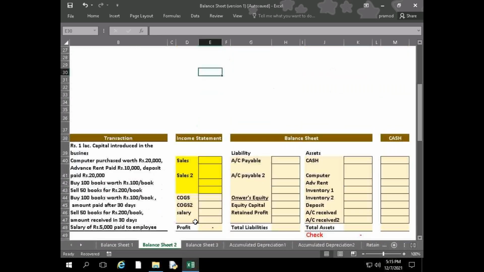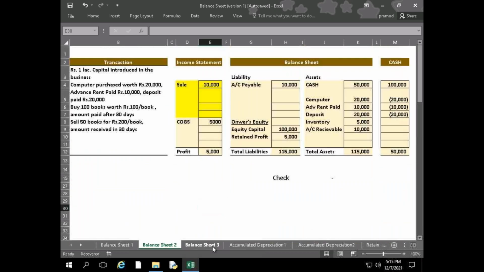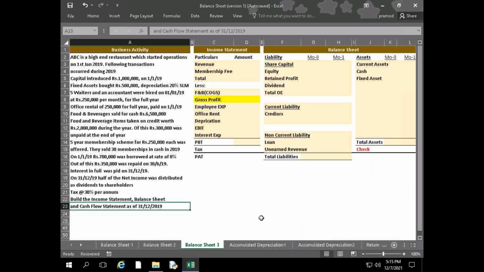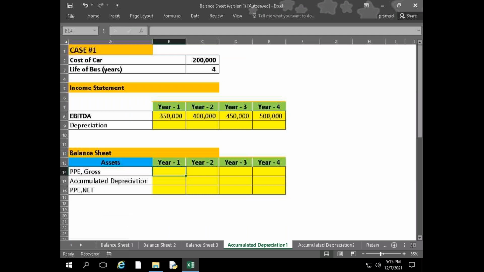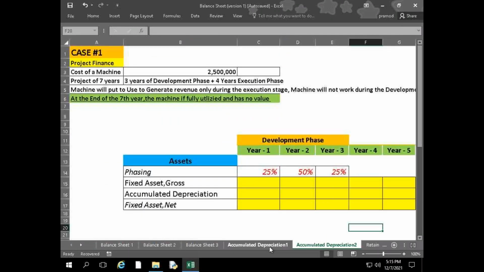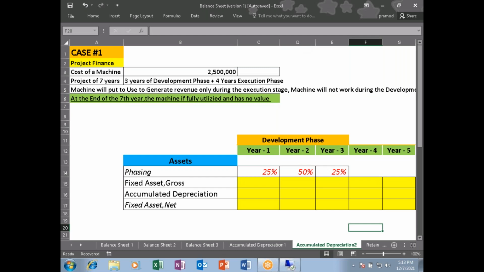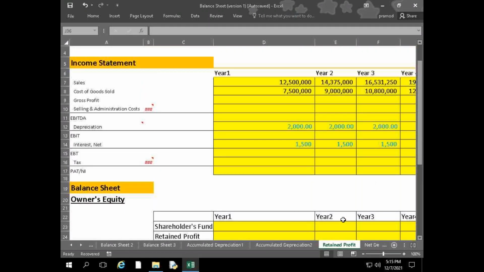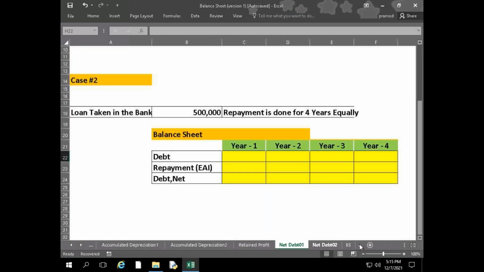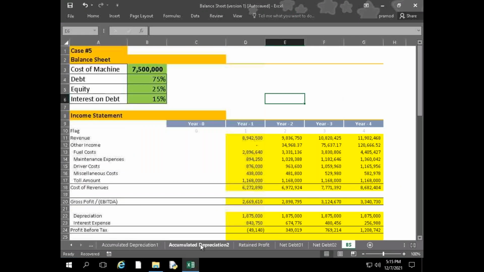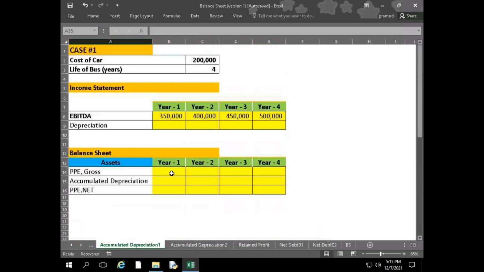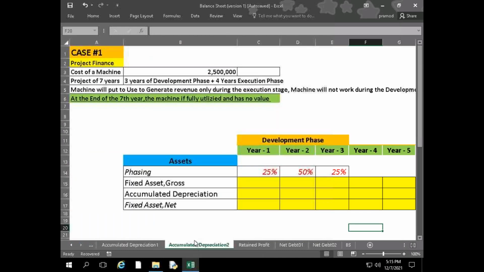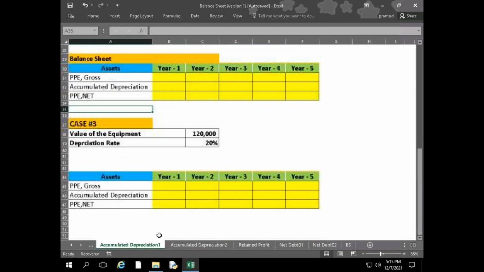Okay, so do this balance sheet 2, and balance sheet 3 as well. Try to do balance sheet 3 as well. I'll be doing the accumulated depreciation 1. Accumulated depreciation 2, you do. Then I'll show how to do the retained profit, net debts. So we will finish off the balance sheet today, all together. Okay, now listen, everyone. Case one for the accumulated depreciation, I will finish off. Case two, you do it. Case three, you do it.